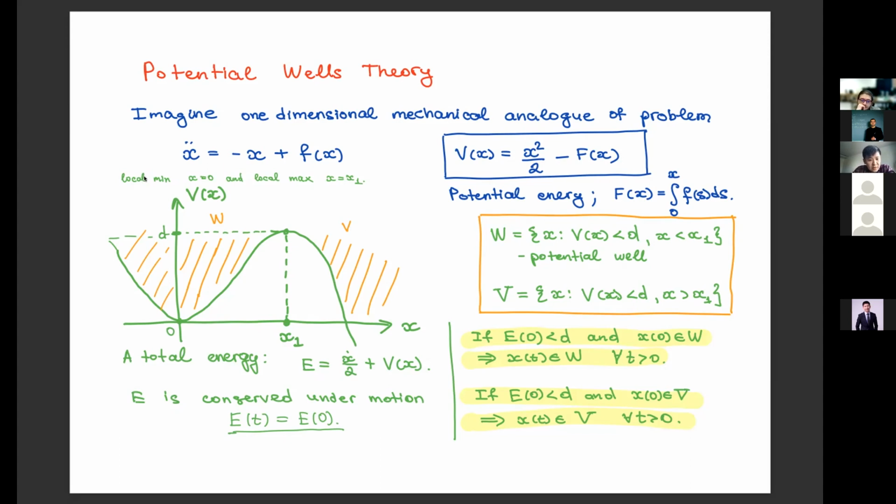Then we can have energy, and this term will be this curve for potential energy. Then we have a local minimum at 0 and a local maximum at x1. So at x1, here we will have this d, the depth of the potential well. Then here we can divide the two regions: inside of this hill and outside.